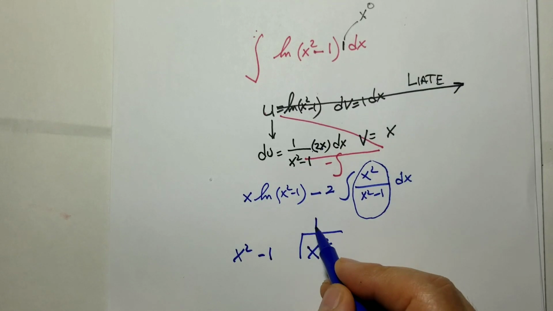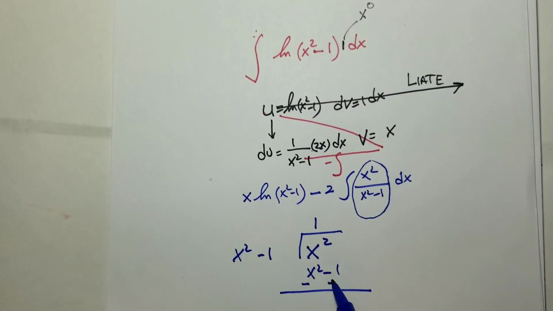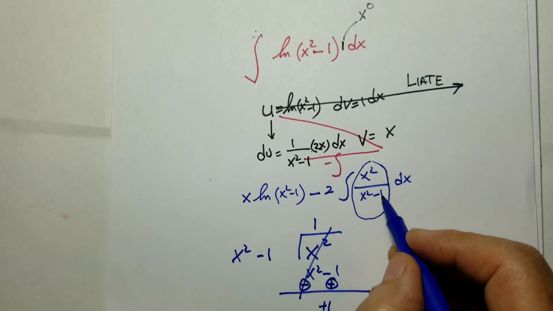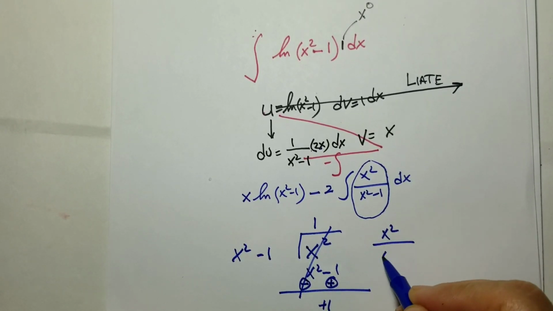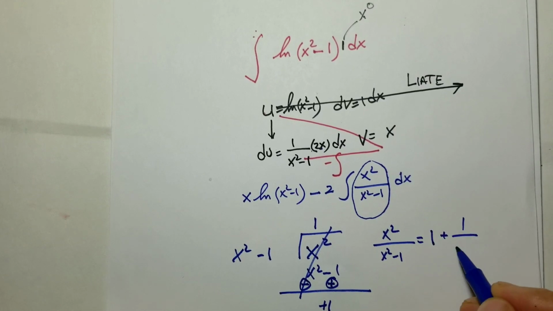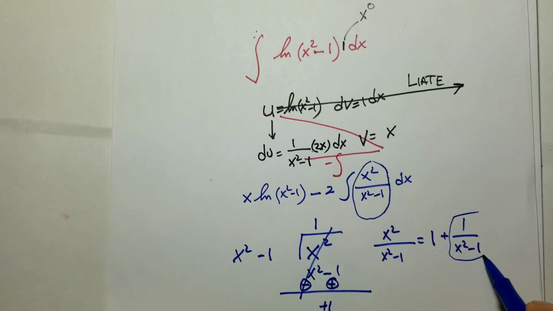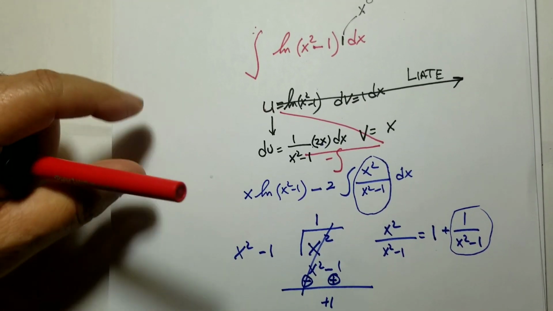x squared over x squared is 1. That becomes x squared minus 1. This has to be subtracted. Negative times positive is negative. Negative times negative is positive. This is gone. You have plus 1. Then instead of x squared over x squared minus 1, I write 1 plus 1 over x squared minus 1. This can be done by partial fraction decomposition.